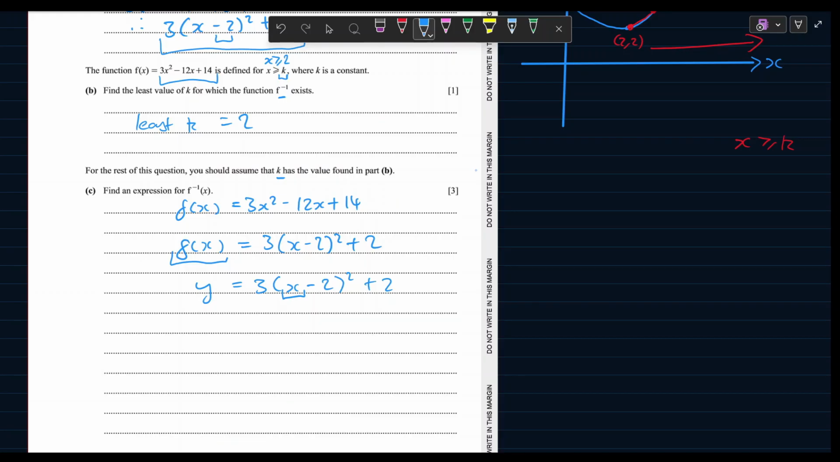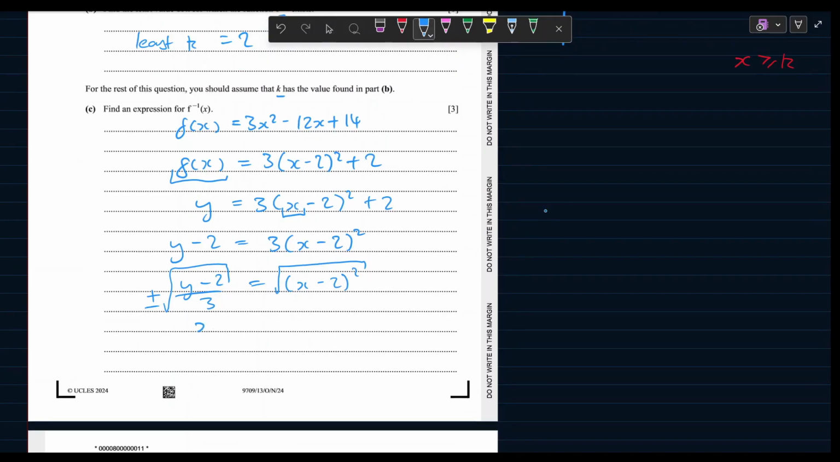So let's start off by subtracting 2 from both sides. You get y minus 2 is equal to 3 times (x minus 2) squared. And then divide both sides by 3. So you get (y minus 2) over 3 is equal to (x minus 2) squared. Take the square root on both sides, and remember we get plus or minus. So what we have is x minus 2 is equal to plus or minus the square root of (y minus 2) over 3. Then add 2 to both sides, so x is equal to 2 plus or minus the square root of (y minus 2) over 3.